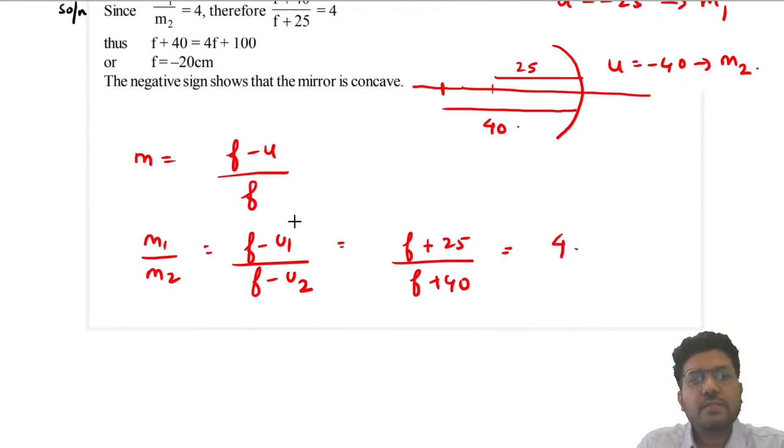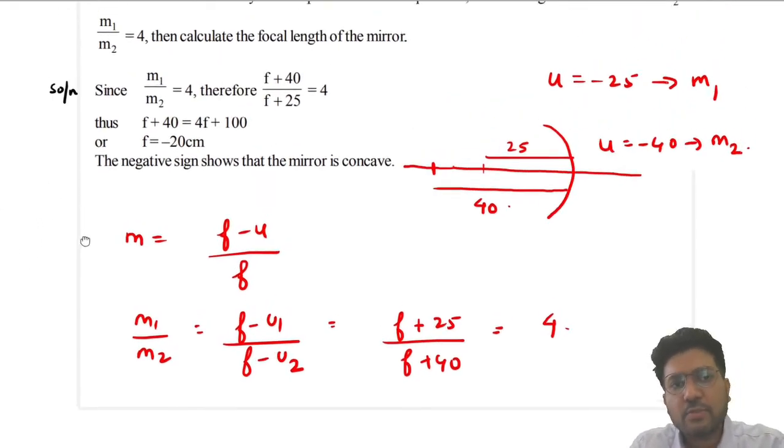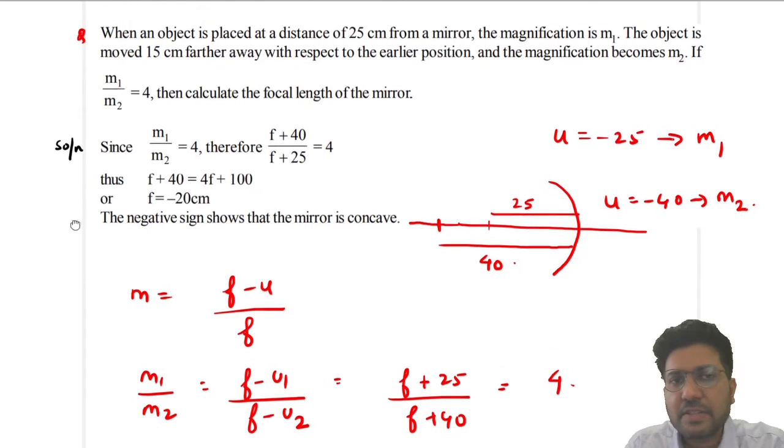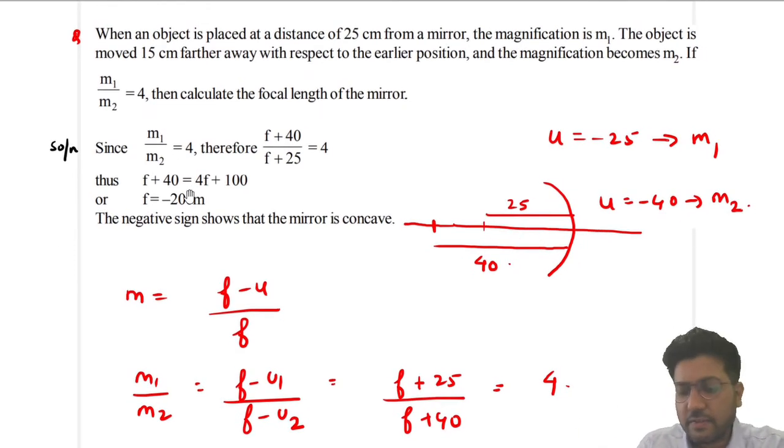Okay, from this you can solve for F. You will get the value of F. If F comes out to be negative, in that case the mirror is concave. If F comes out to be positive, in that case the mirror is convex.